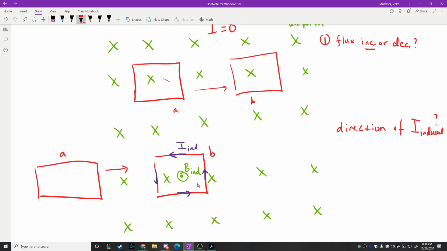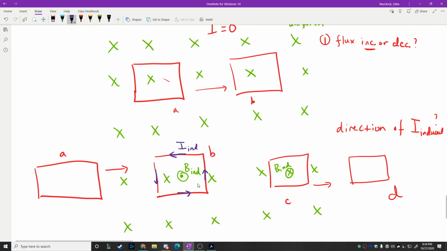But if that same loop were to go from, let's say here, we'll call this point C, and it moved from here to point D, okay? Here we would say if its flux is decreasing, then our induced magnetic field is the same direction, and the current flows the opposite direction as it was before, but it's in such a way that it corresponds to this. Okay. All right, that's kind of like the general setup.